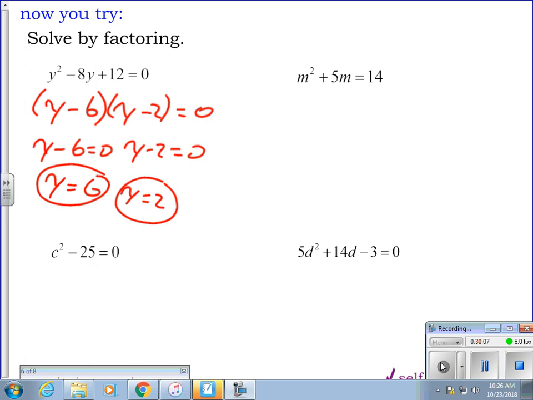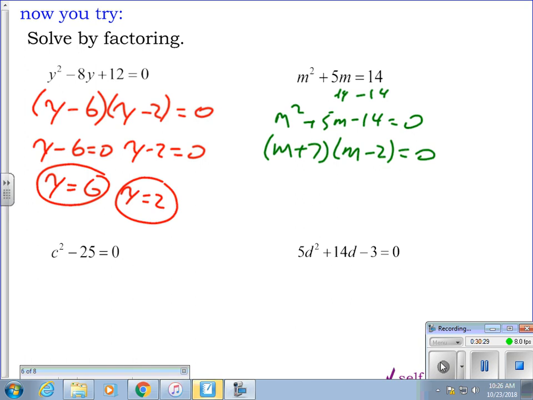Second one, I need to set it equal to 0 first. So I subtract 14 from both sides. So I get m squared plus 5m minus 14 is equal to 0. Two numbers that multiply to give me negative 14 and add to give me 5 would be 7 and negative 2. 7 times negative 2 is negative 14. 7 plus negative 2 is positive 5. So m plus 7 equals 0. M minus 2 equals 0. M equals negative 7. M equals positive 2.